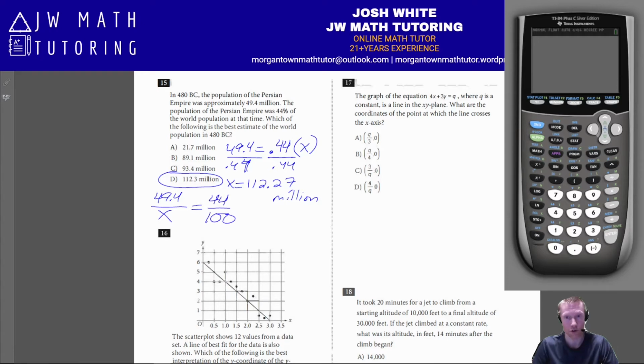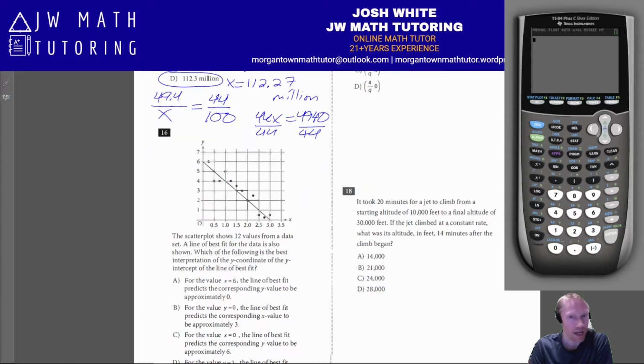And now you just cross multiply, and you get 44x equals 4940, and then you just divide by 44. And it's really the same equation that you're solving. It's really the same calculations, and you get the same answer. 112.27 million, approximately 112.3 million.